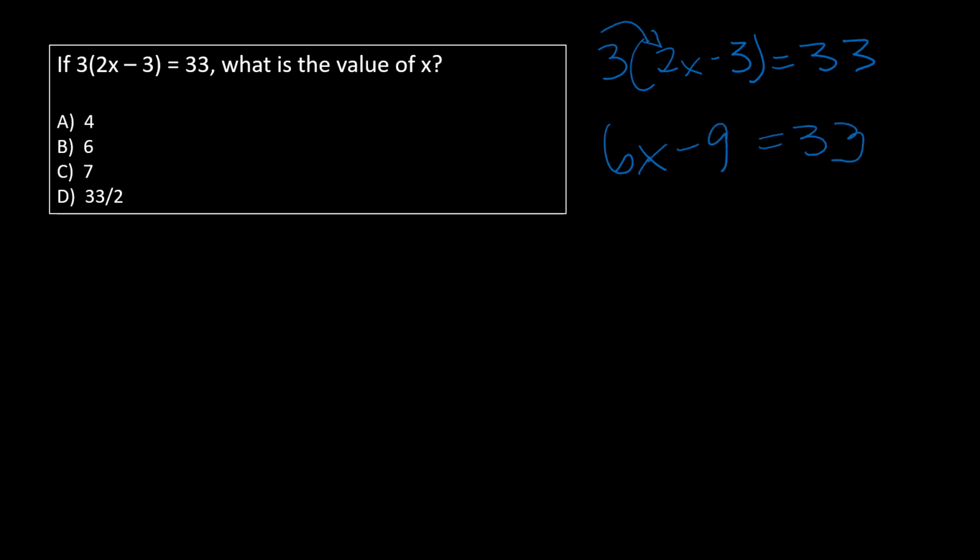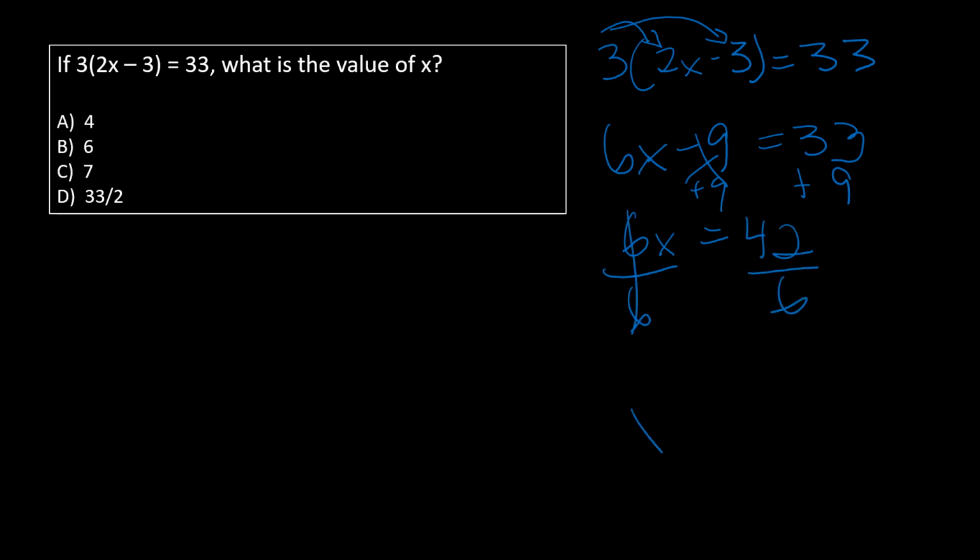First thing I'm going to do is distribute that 3 there. So I have 6x minus 9. I'm going to add that 9 on over. So I have 6x equals 33 plus 9, which is a nice old 42. Divide each side by 6. The 6's are gone. I'm left with x equals 42 divided by 6. Multiplication tables tell me that's x equals 7. There we go. Answer choice C.